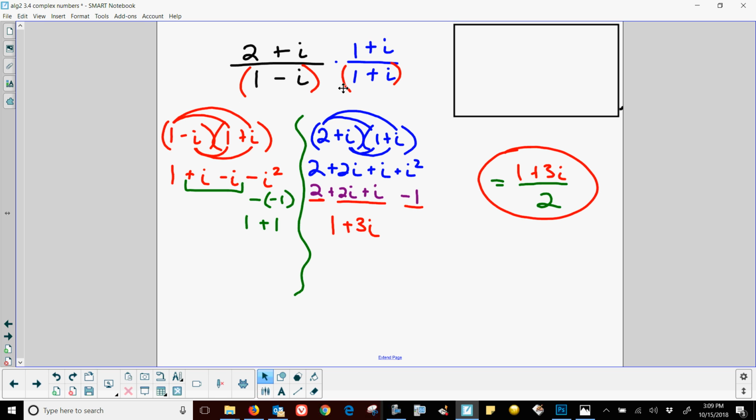1 minus i, we're going to use 1 plus i. FOIL them together. The i's in the middle cancel. i squared becomes negative 1. The negative 1 is positive 1. 1 plus 1, 2 on bottom. On top, it's just FOILing. FOIL, FOIL, FOIL. Middle terms combine. i squared becomes negative 1, combines. We get that final answer.